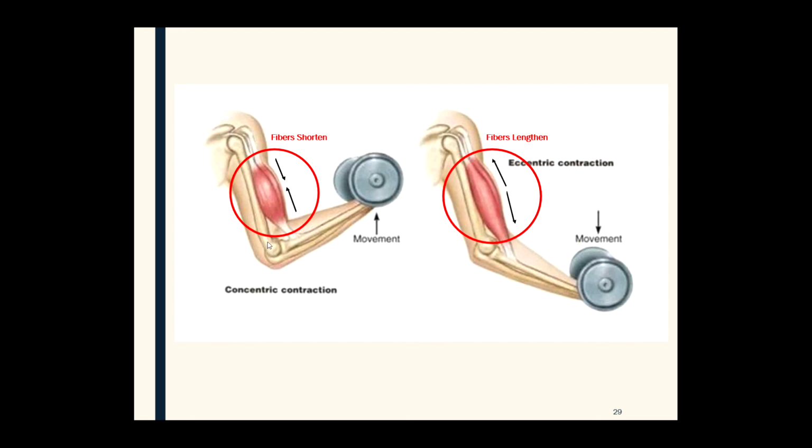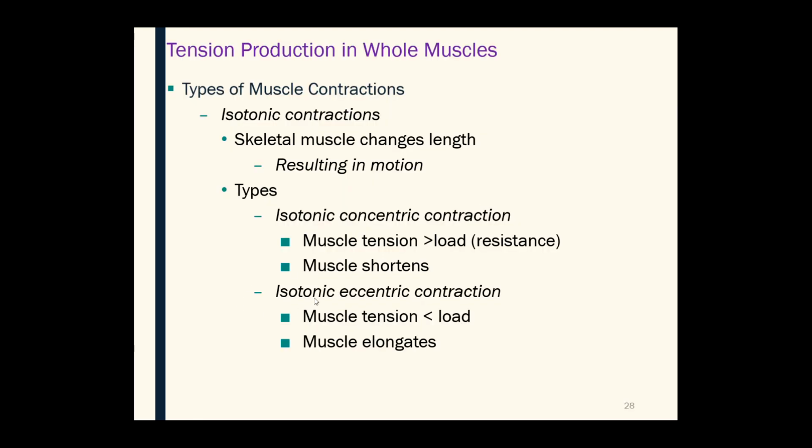And in both examples, the elbow is moving. Here we're flexing the elbow. Here we're extending the elbow, because we slowly let the forearm down. We're still contracting the bicep. There's still tension there. You can try it, but you're letting the muscle fibers go out. This is known as an isotonic eccentric contraction. The muscle tension is less than the load and the muscle fibers elongate.